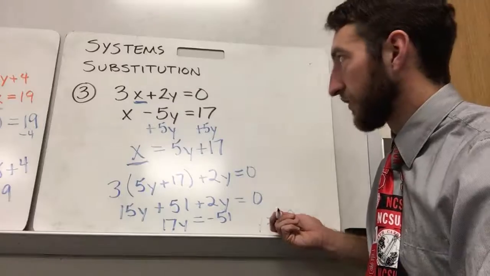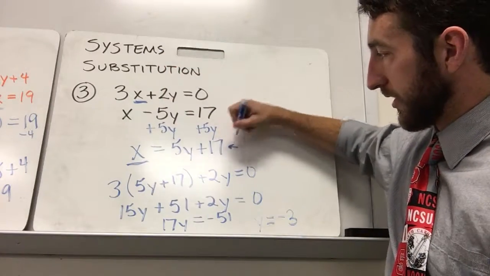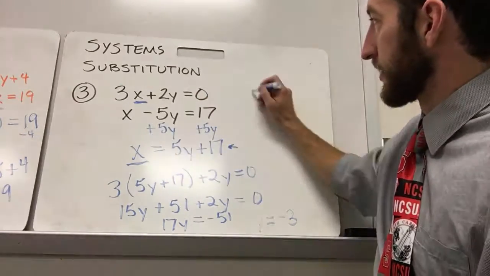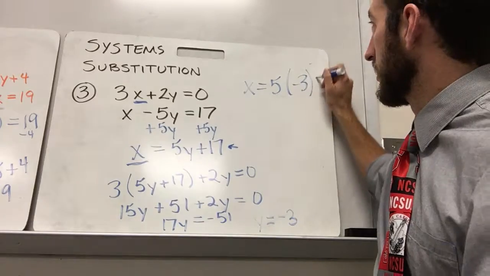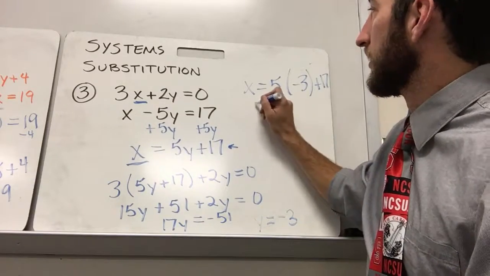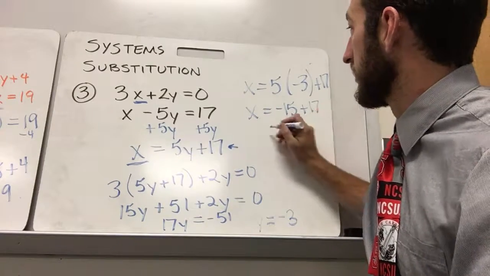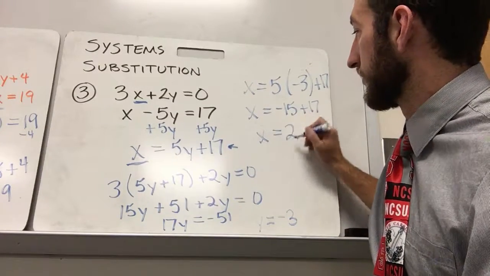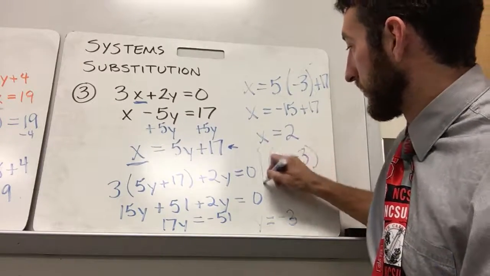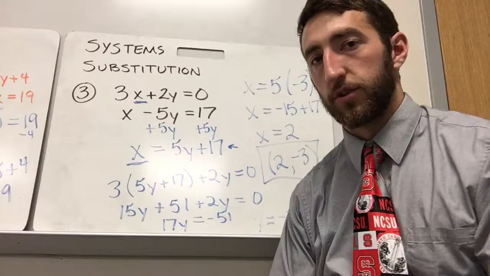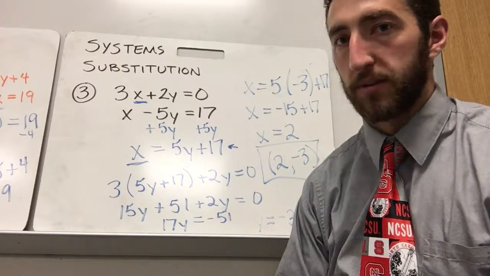Now we take this negative 3 and sub it back in for either of our equations. This one has already been solved for x, so all I can do is sub that in. So x equals 5 times negative 3 plus 17. That's x equals negative 15 plus 17, so x equals 2. Then we report our answer as an ordered pair. So that is our solution for our system of equations. That is how you solve systems by substitution.